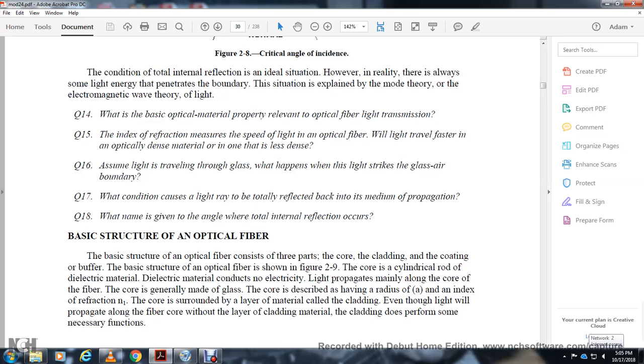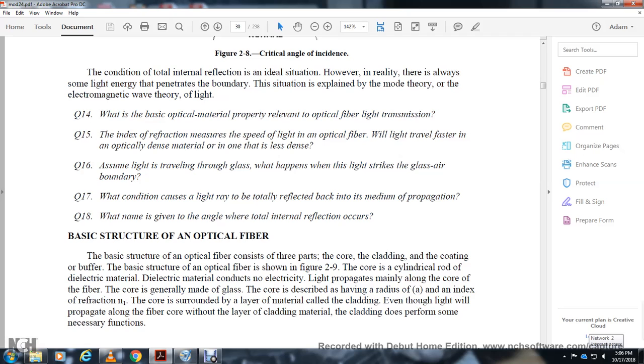Basic structure of the optical fiber. The basic structure of the optical fiber consists of three parts: the core, the cladding, and the coating or buffer. The core is a cylinder made of dielectric material, which conducts no electricity. Light propagates mainly along the core of the fiber. The core is generally made of glass and is described by a radius a and an index of refraction n1.